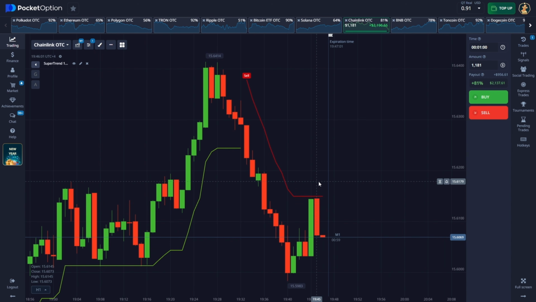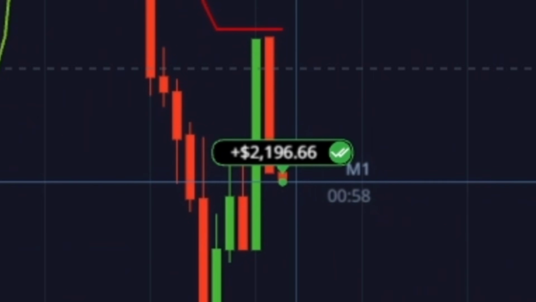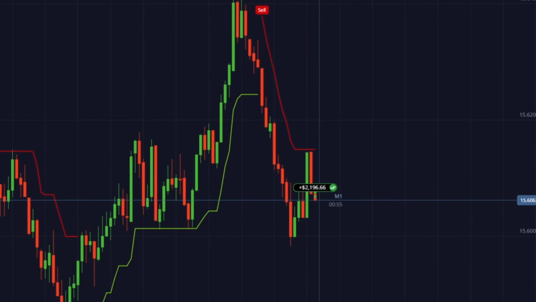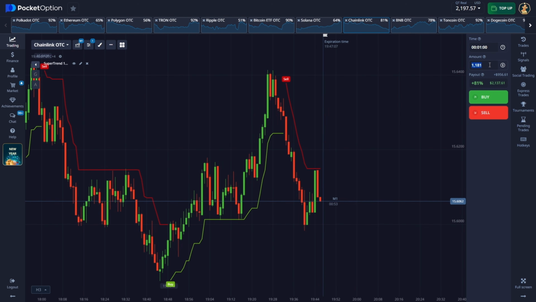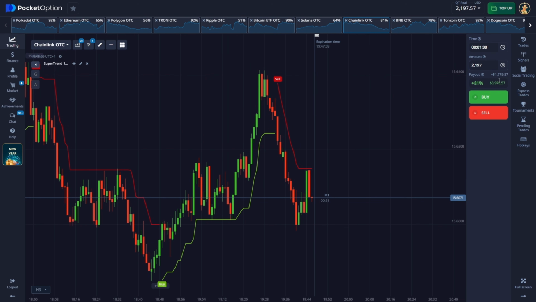With only a few seconds left, I won my fifth trade. Now, my balance is $2,197. Let's find a trade for $2,197.